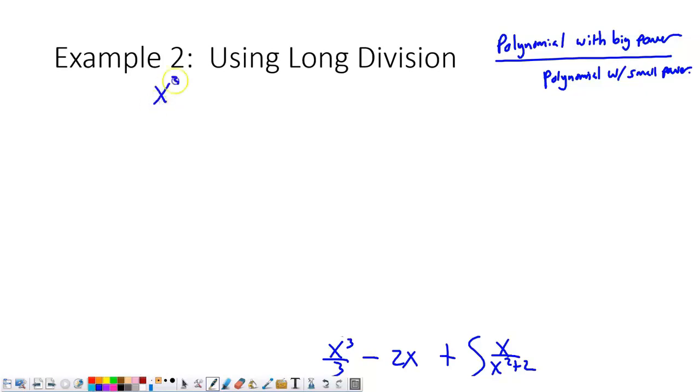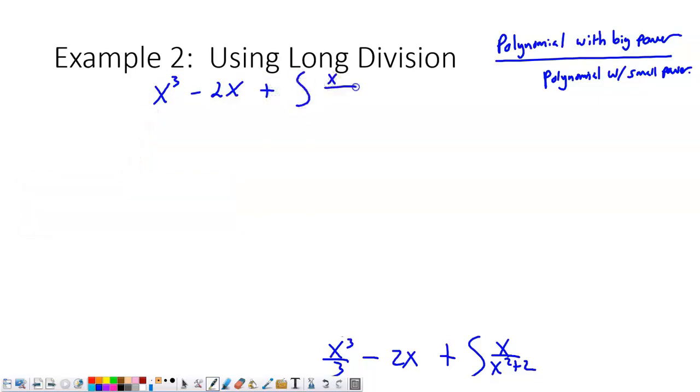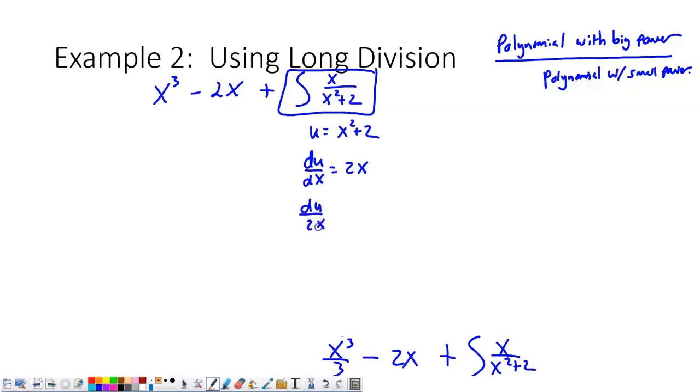So right now I have x cubed minus 2x plus the integral of x over x squared plus 2. All right? Well, let's go ahead and do this piece now. That's what we need to do. So as we said, we're going to do u substitution where the u is the bottom. We're going to find the derivative of u with respect to x. We're going to solve for dx. And then we're going to do our u substitution.